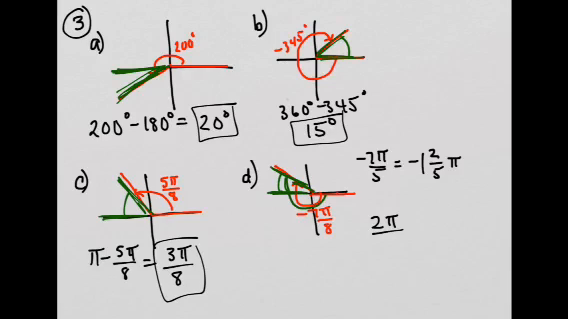I'm sorry, how did I get 8? Apologize. I wrote it wrong here. It should be a 5. Okay? So 2 pi over 5.